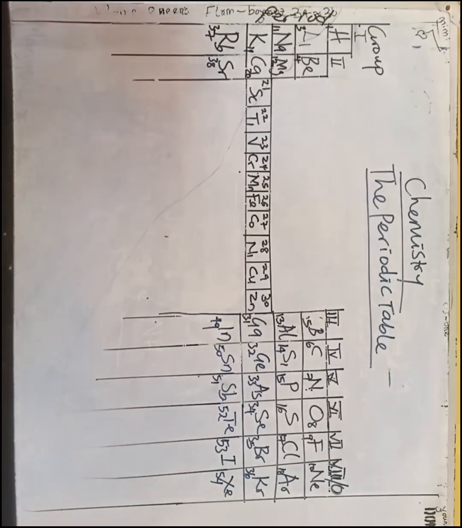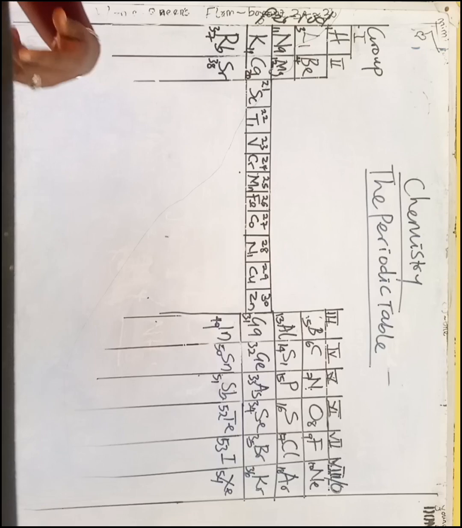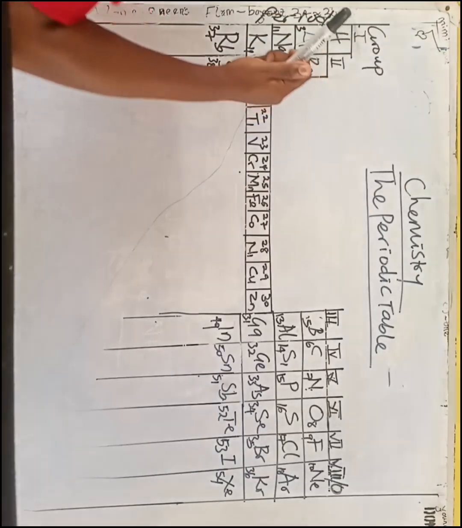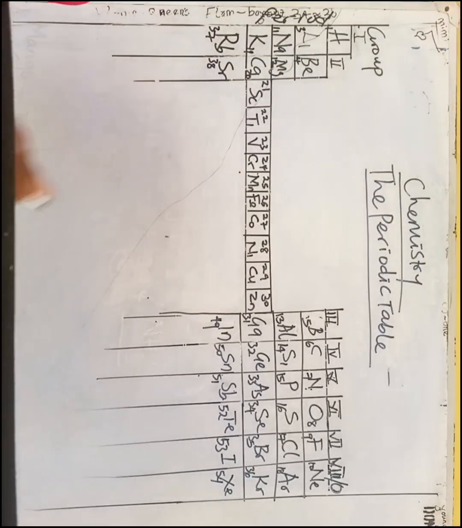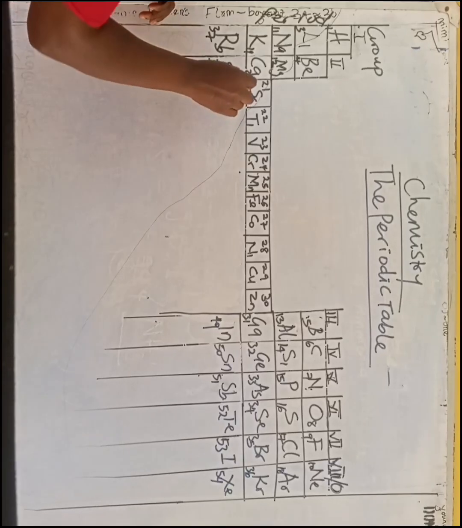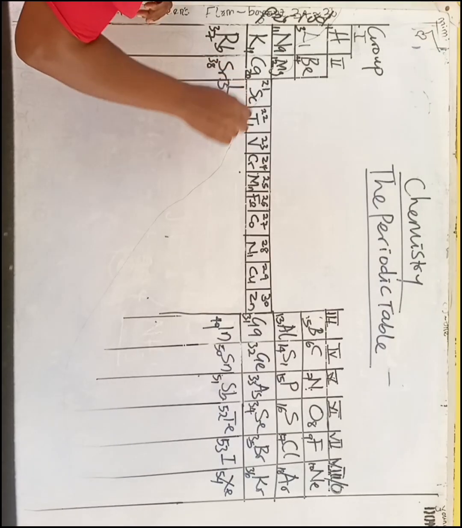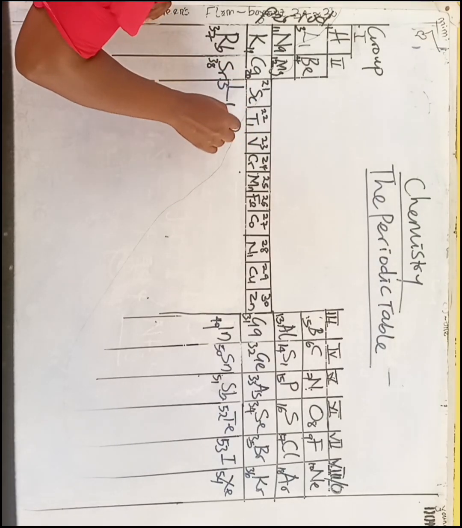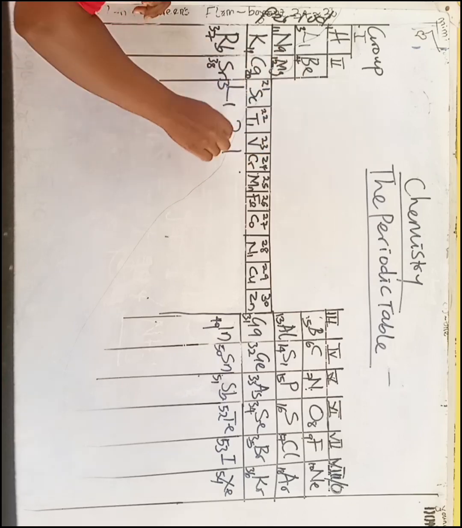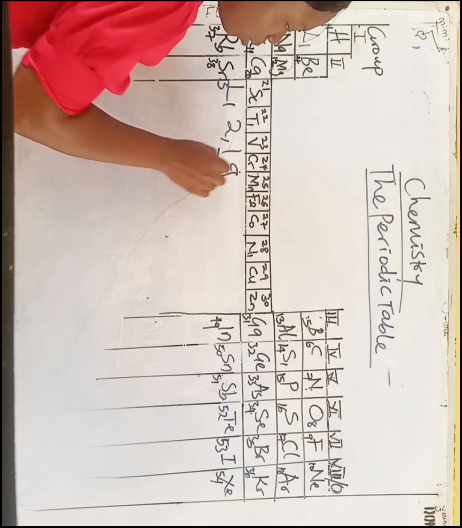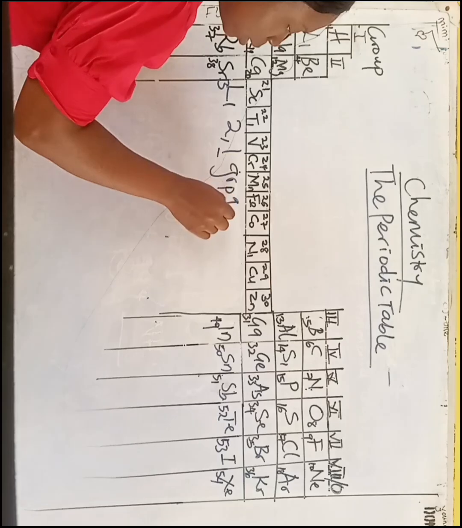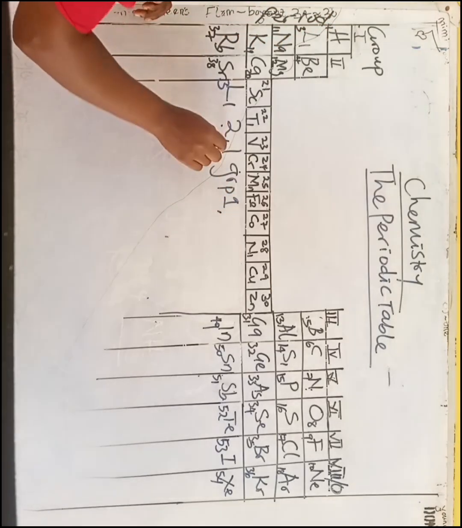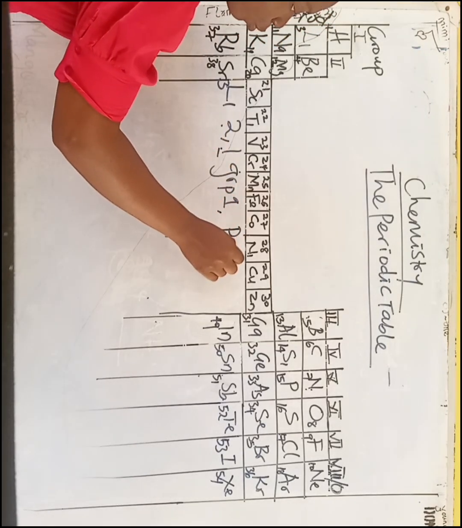Now, I'm going to pick elements randomly and show you the group and the period in which they belong. Lithium is 3, so I will split it into shells 2, 1. So this is the valence electron. That means lithium is in group 1, and is in period 2.